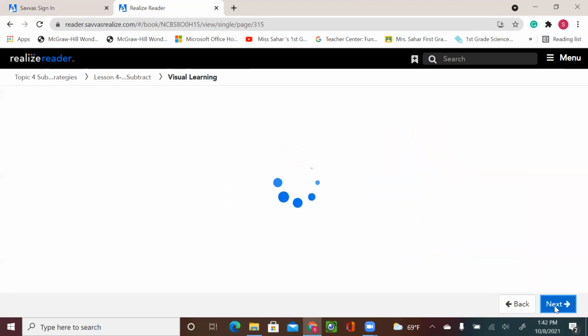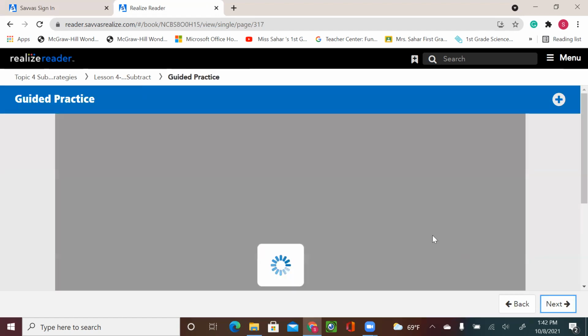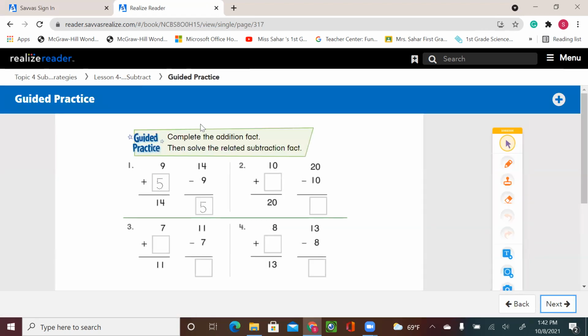All right. Let's see our guided practice. Okay, page 182. Complete the addition fact, then solve the related subtraction fact. So we know it's always easy to find the addition facts to get the subtraction. Counting on to reach the whole, and then we can count how many steps or jumps we did. So first question, 9 plus something equals 14. So that was the equation.